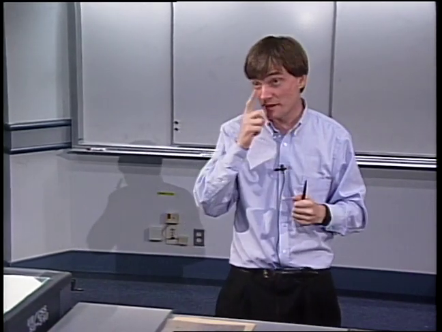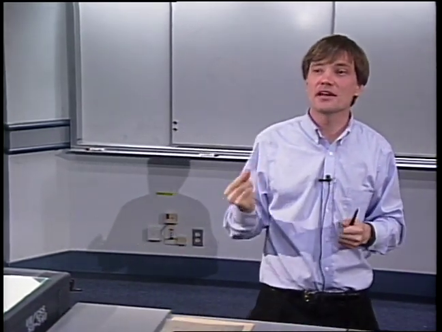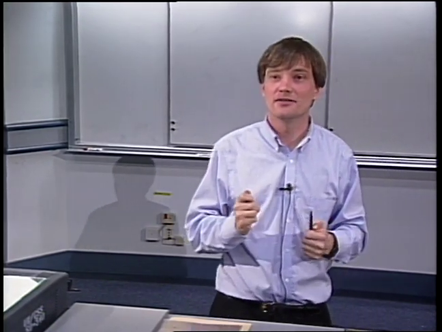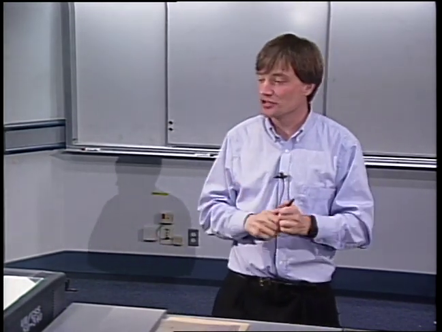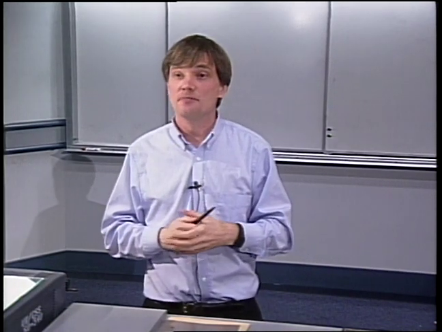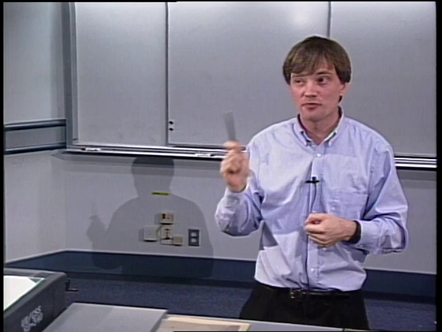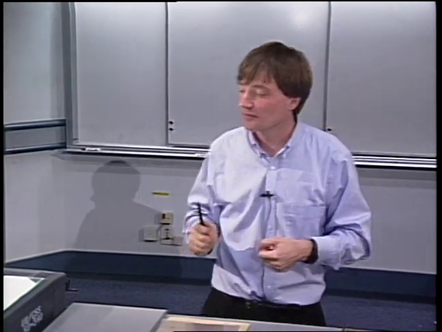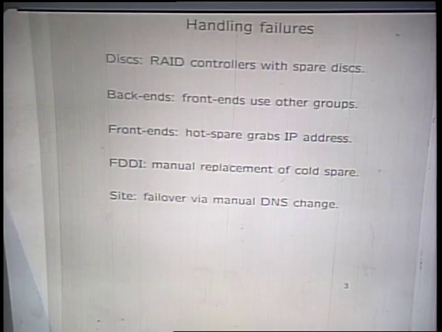Suppose a front end fails. A front end fails, that's potentially more serious because the IP addresses of the front ends are being used by web browsers out on the internet. You can't have that IP address going away. So what we do is a very simple solution. A hot spare is monitoring the IP addresses of the front ends, and if one of those machines goes away, it grabs that IP address and starts running. And if multiple front ends fail, it will grab more than one.